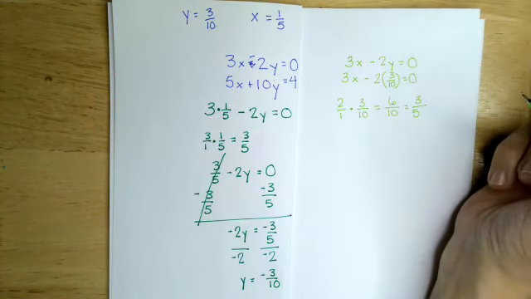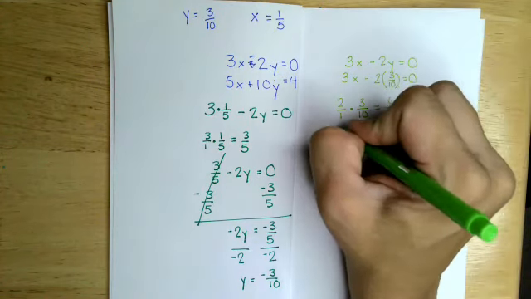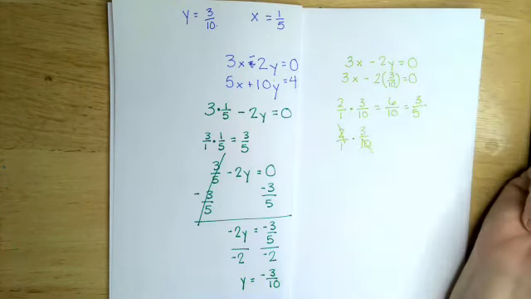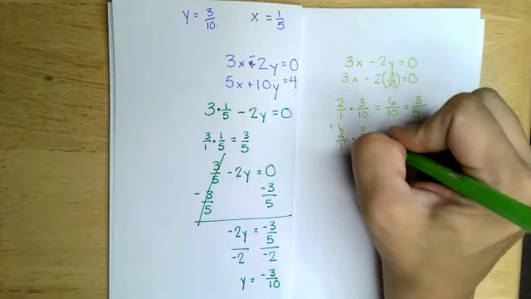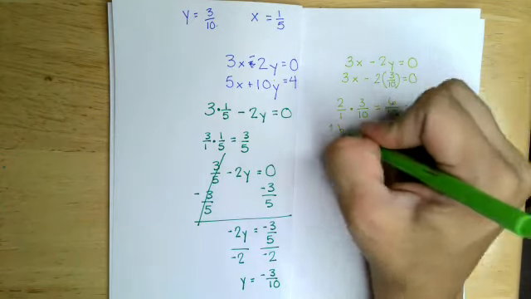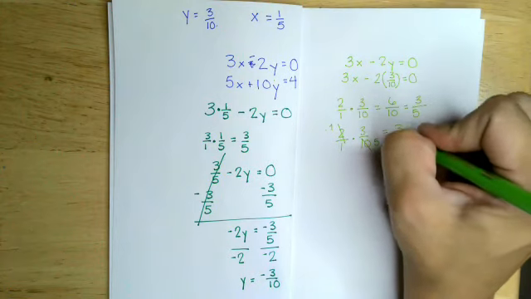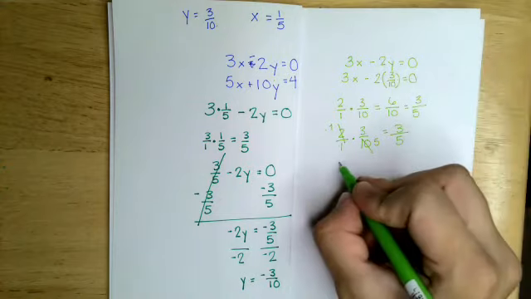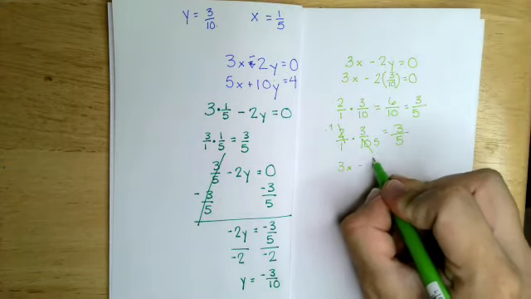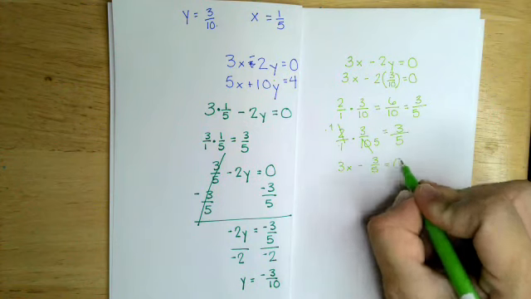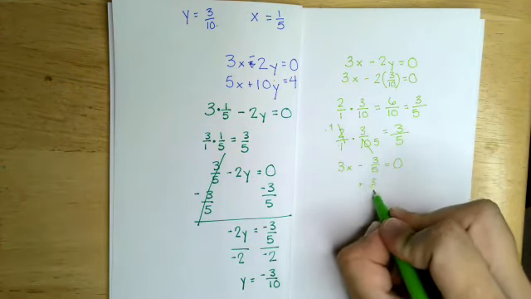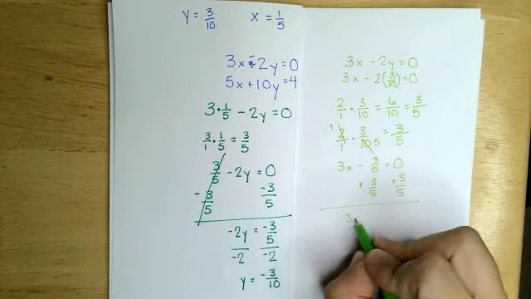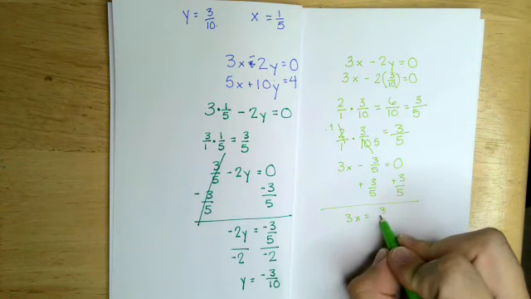So 6/10 becomes 3/5. Or you could say 2 and 10 can be simplified to 1 and 5. Then it's just 1 times 3 is 3, 1 times 5 is 5. Okay, either way you get 3/5 as your answer to that. So now we have 3x minus 3/5 equals 0. Add that 3/5 to both sides. 3x equals 3/5.